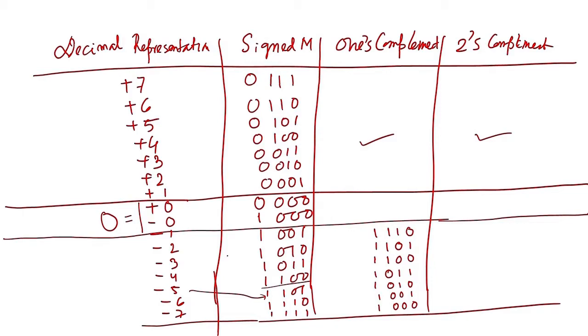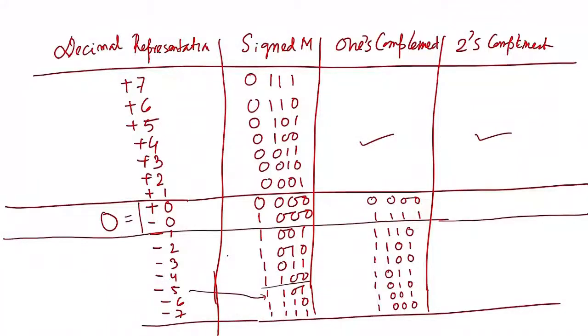Okay. So, what will be the value of plus 0 and minus 0? You take the 1's complement. So, plus 0 will remain the same, 0 0 0 0, and taking the 1's complement, it will be 1 1 1 1. Okay. So, here also in 1's complement you have two different representations for 0.